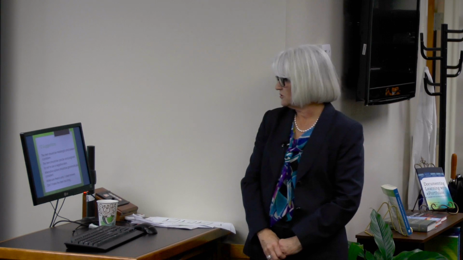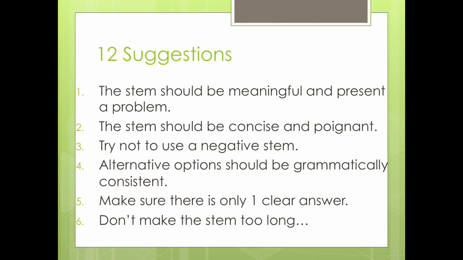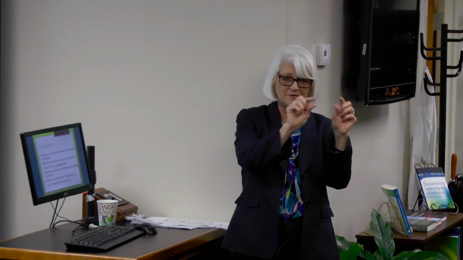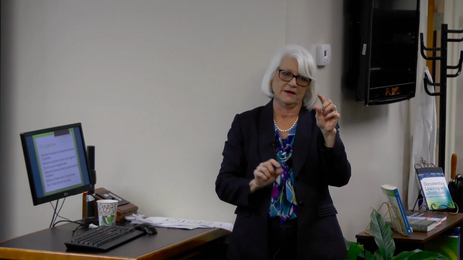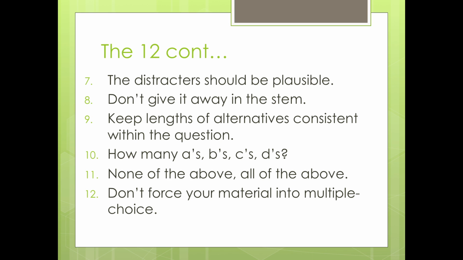Although like I said, the other alternatives should be feasible. But if a student knows the material, they know this is the answer. Don't make the stem too long, and the alternative options should be grammatically consistent. Otherwise, you're giving them a clue. If the stem is something A, and the option should be and something, so you're giving clues if that doesn't match. Keep the lengths of alternatives consistent with the question.